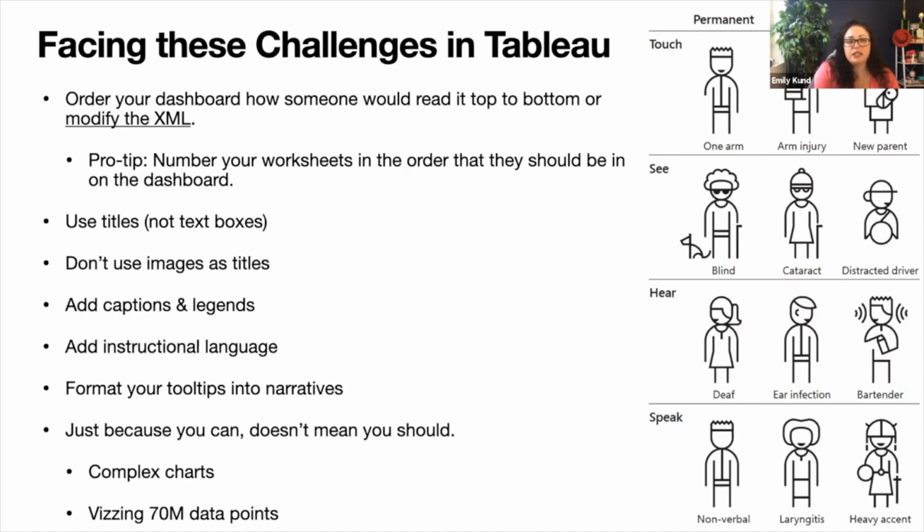Use captions and legends, and make sure that you modify that default in Tableau. So instead of category, it could be pick the product type or whatever, however you would naturally say that. Add instructional language on how to use the visualization and what you want people to do. You can use tooltips, but also make sure you can format them into narratives.